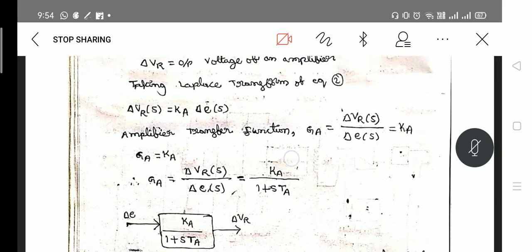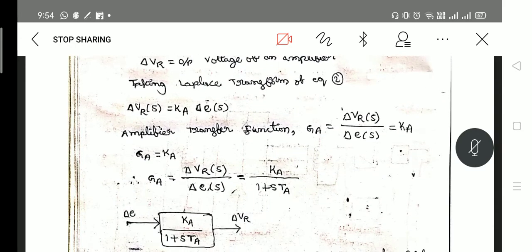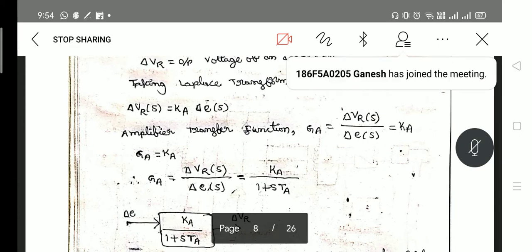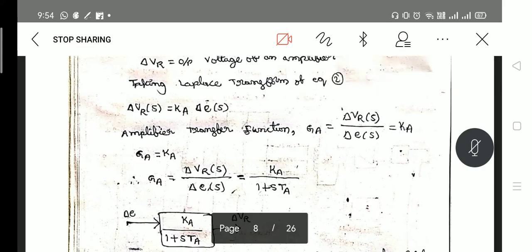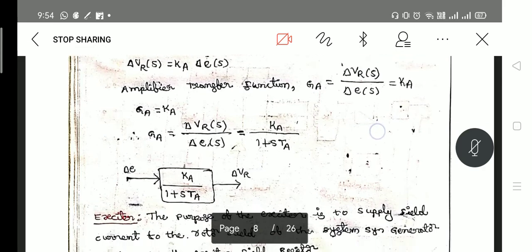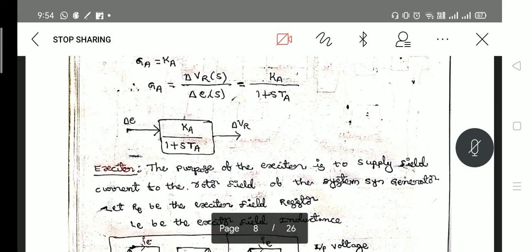Okay, we will get like this. From this I am taking the amplifier transfer function Ga is equal to delta VR of S by delta E of S, which is equal to Ka. Here Ga is equal to delta VR of S by delta E of S. From this I am taking Ka by 1 plus S TA. Delta VR by delta E is equal to Ka by 1 plus S TA.